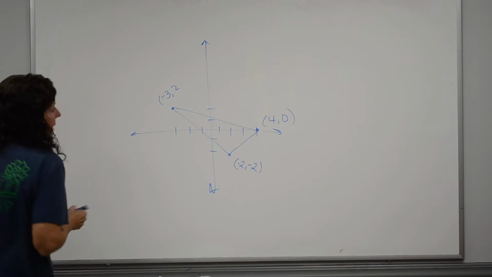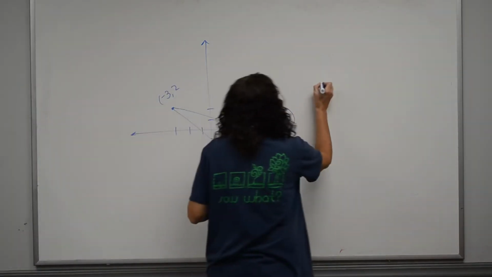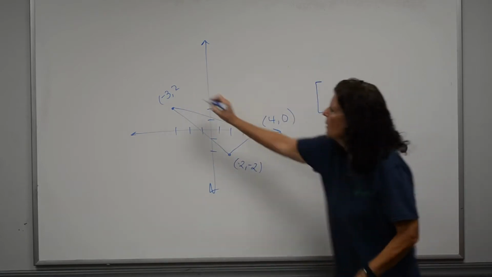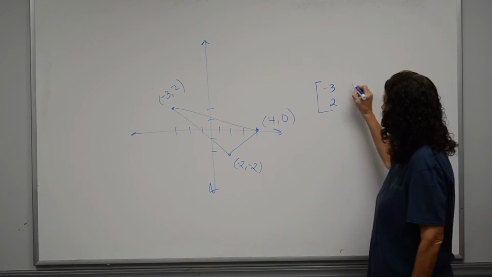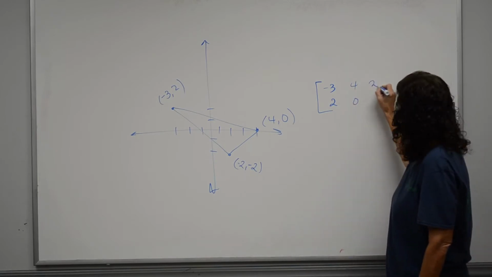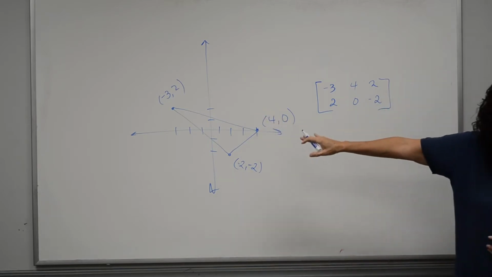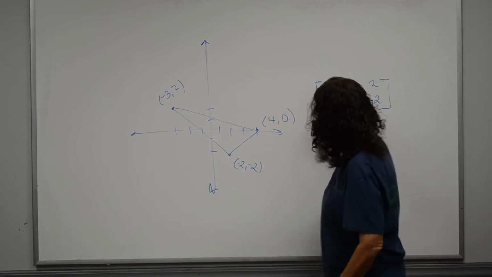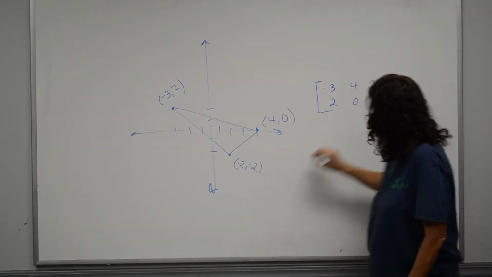So let's say I have this. What I'm going to do is make a matrix out of this. I'm going to take this matrix and put the x value on the top and the y value on the bottom: -3, 2, 4, 0, 2, -2. That's a matrix notation for this. You see what I did? I did x up here, y here, x up here, y down here, x and y.